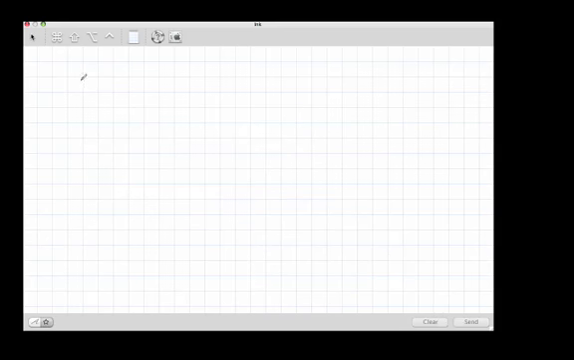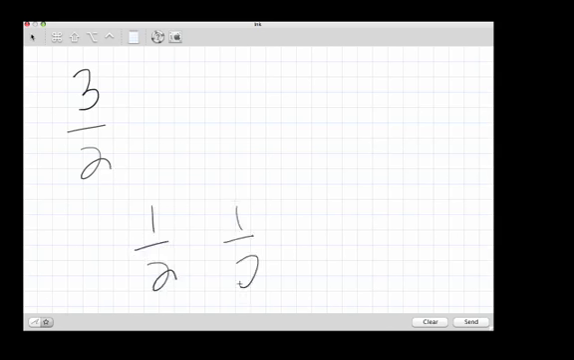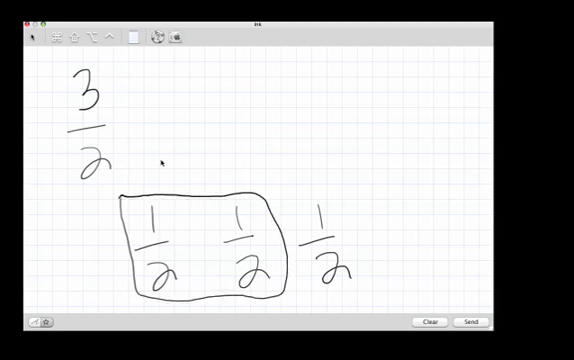Let's do another example. Let's say we have 3 halves. We quite literally have 3 halves. And we ask ourselves, well, how many halves make a whole? And we say, all right, well, these 2 halves here create 1 whole. And how many are left over? 1/2. So 3 halves equals 1 1/2.